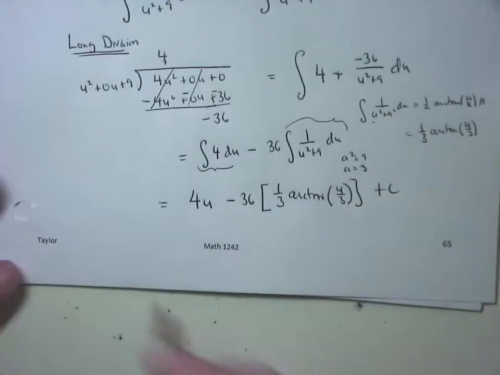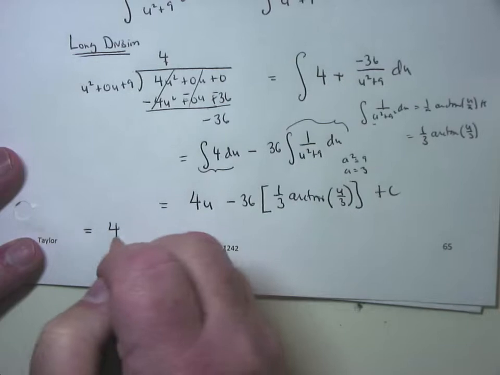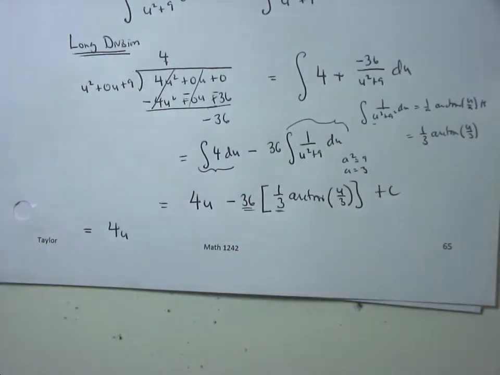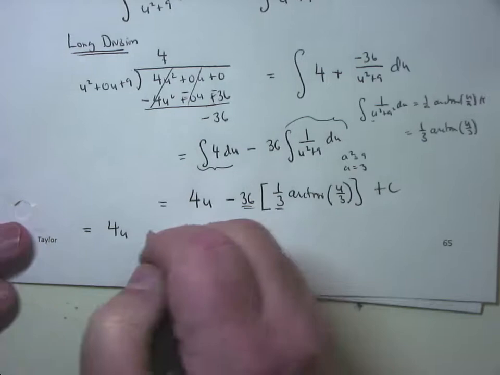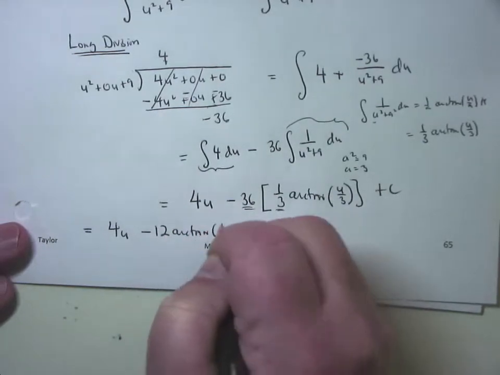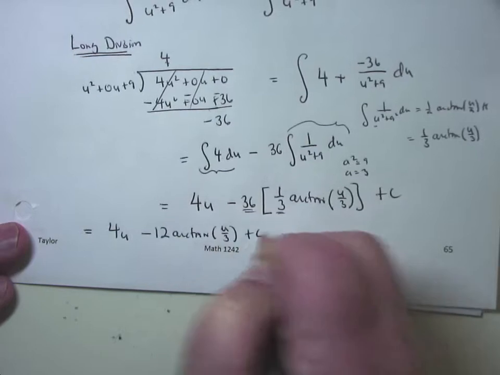Of course, I'm going to clean this up. So this is equal to 4u, and here I'm going to multiply the 36 times a third. Well, 3 goes in the 36 how many times? 12, good. So this is minus 12 arctangent of u over 3 plus c.